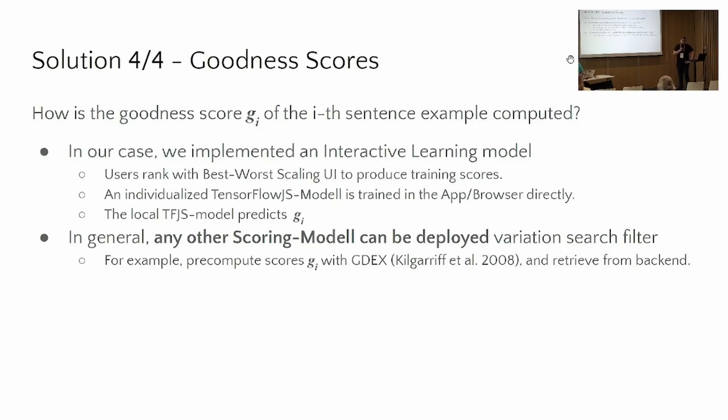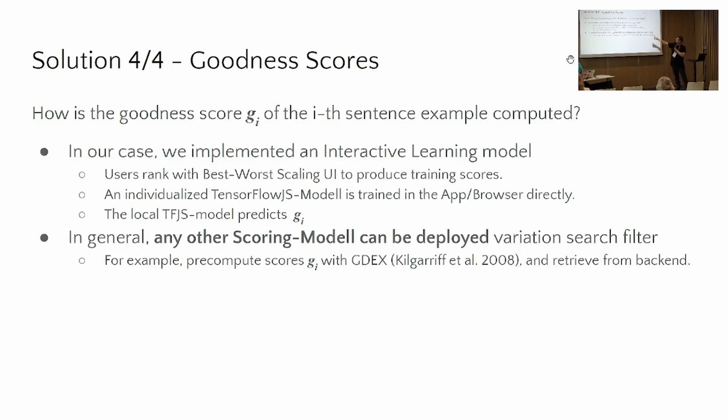The goodness score. In our case, we implemented an interactive learning model. I will talk about this in the next chapter. However, the algorithm with the optimization problem, you can use any scoring model you want. You could also use GEDX or invent your own scoring model. So in the next chapter, I will talk a little bit about our interactive learning model really briefly. It has some interesting features.